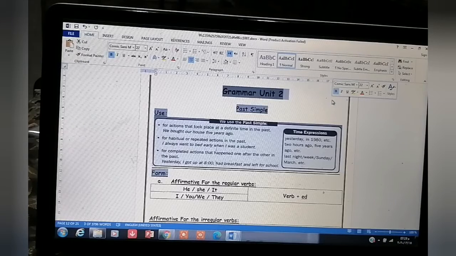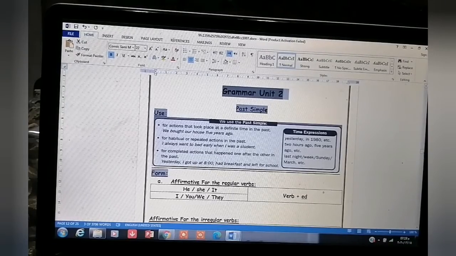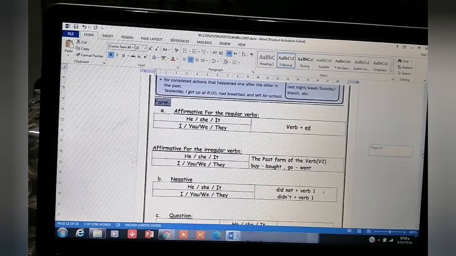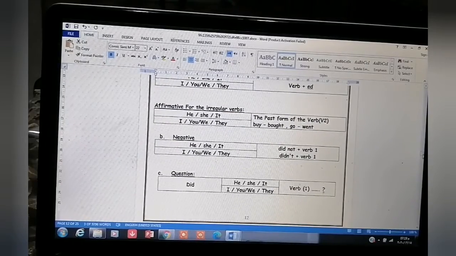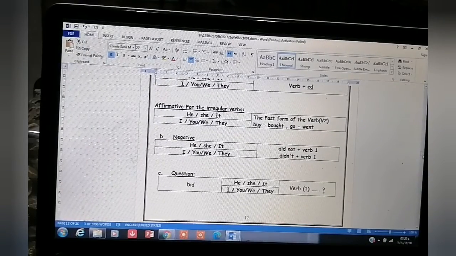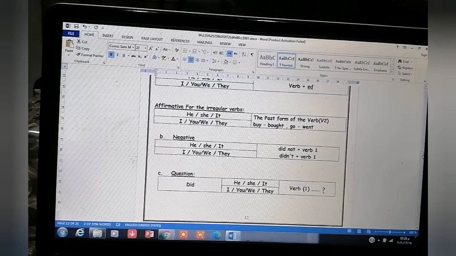We have the affirmative for the regular verbs: he, she, it, or I, we, they, you, plus the verb and the verb plus ed, because it's regular. For example, look here, we have play, played, jump, jumped. Now we're going to go to the affirmative for the irregular verbs. He, she, it, I, you, we, they, with the past simple form of the verbs like buy, bought, see, saw, go, went. Okay?